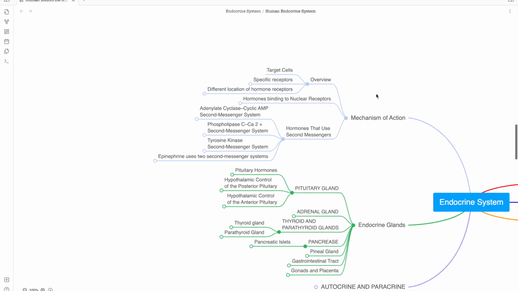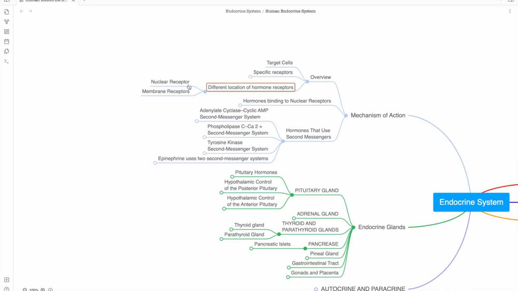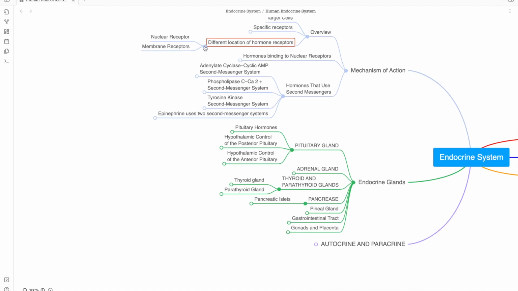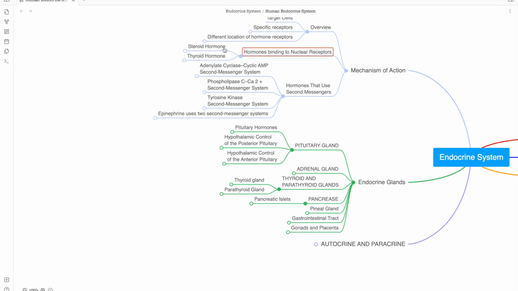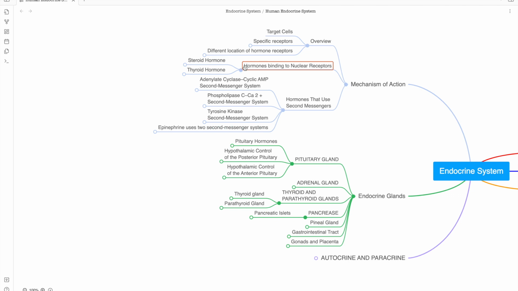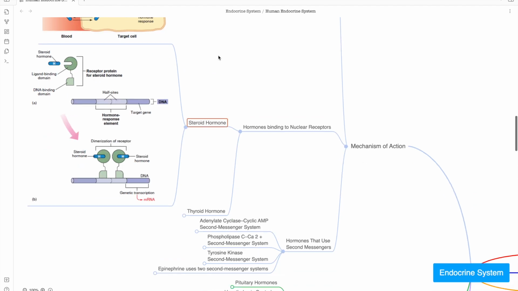We discussed the receptors and different locations of the hormone receptors, where we discussed that there are basically two locations where the hormone receptors are present. One is the nuclear receptor, another one is the membrane receptors, right? And then we discussed those hormones which can bind with the nuclear receptor. We discussed two different types of hormones. One is the steroid hormone, another one is the thyroid hormone. So we discussed how they can bind with the nuclear receptors and how their things are done.